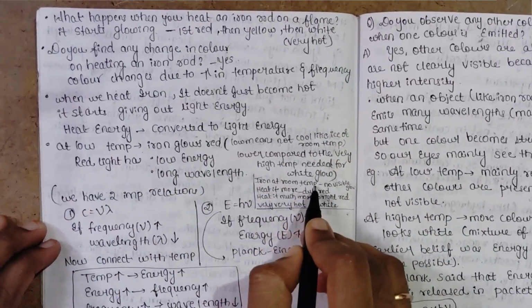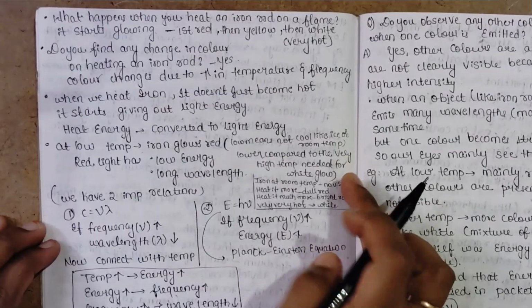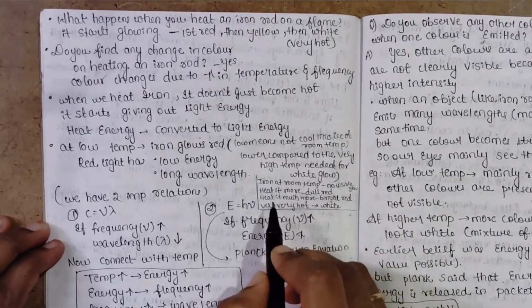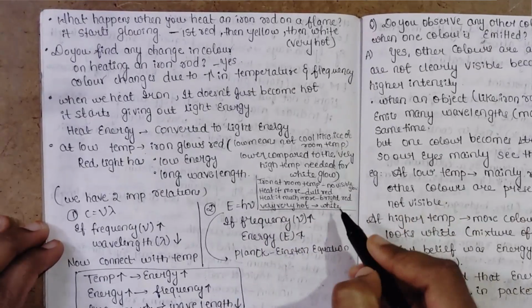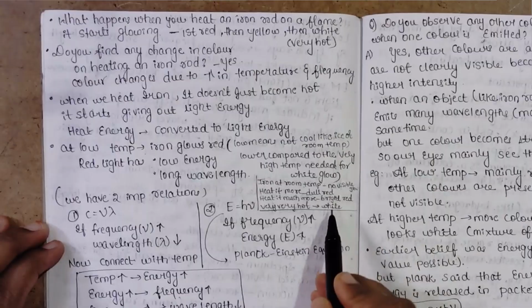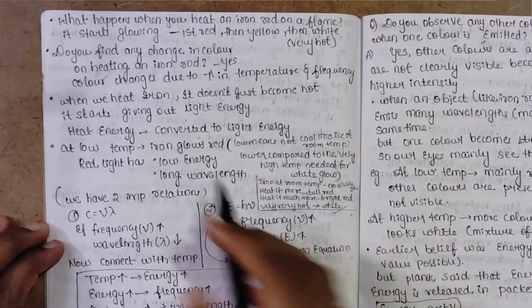If we take the iron at room temperature, we cannot see any glow. If we heat it more, we'll get a dull red color. If we heat it much more, then we'll get bright red. If we heat it continuously with more heat, finally it becomes white.